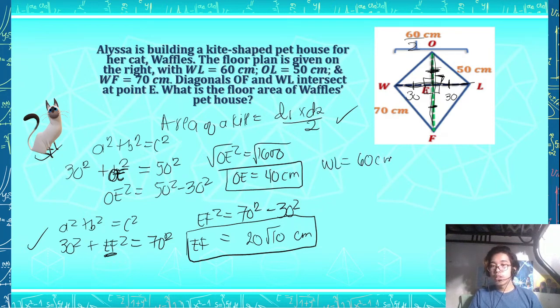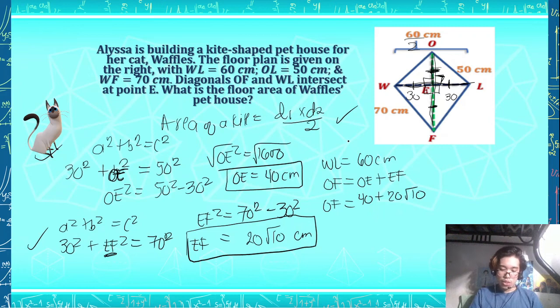We also know that WL is equal to 60 centimeters. To get the measurement of OF, we have to add OE and EF, and we know the values of both. So this is going to be 40 plus 20 square root of 10. Therefore, OF is equal to 40 plus 20 square root of 10 centimeters.